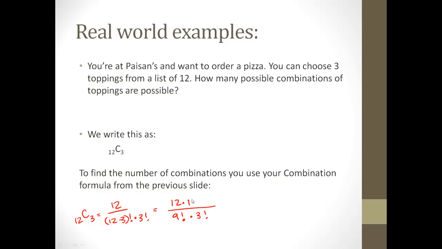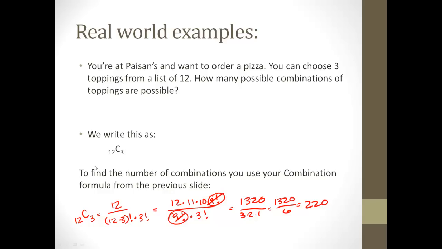And we did 12 times 11 times 10 times 9 and stopped when we got to 9 because these two matched up. Since they match up, we can get rid of them, leaving you with 1320 over 3 times 2 times 1, which is 1320 over 6, which simplifies to 220. So that matches up with our answer of 220 different combinations of toppings.